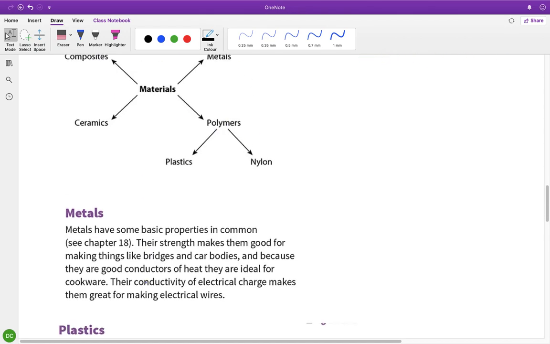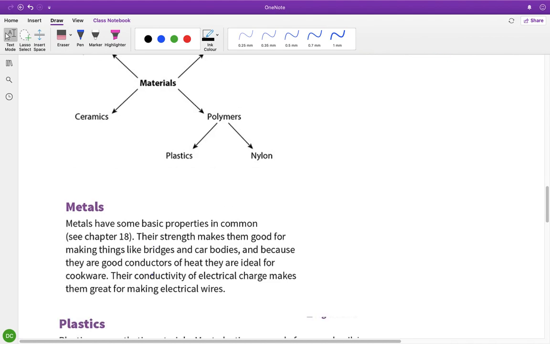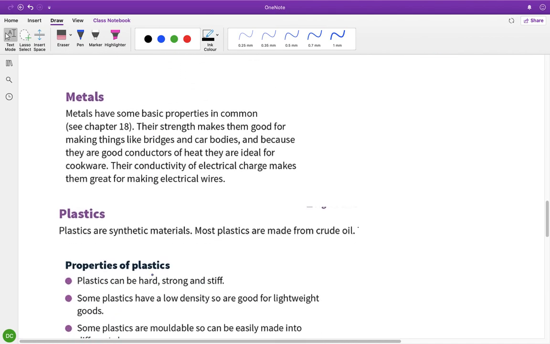Okay, so metals, we talked about metals in quite a bit of detail. Their strength makes them good for making things like bridges and car bodies. They're good conductors of heat, so they're ideal for cookware, and their conductivity of electrical charge makes them great for making wires. So that's just some of the properties of metal that makes them good for certain jobs. But they're not good for all jobs. So just briefly to talk about plastics.